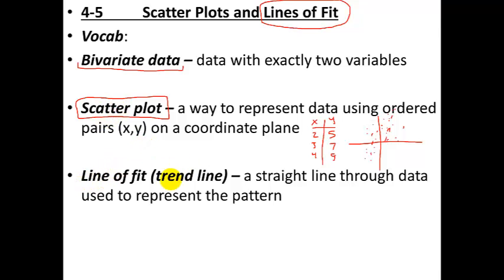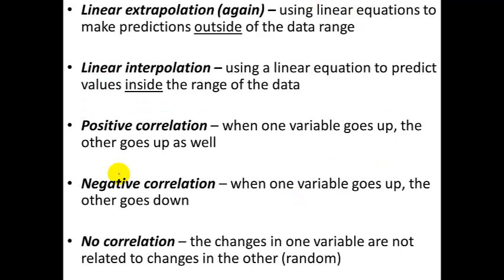So a line of fit, also called a trend line, is the actual line that you draw through these dots. Now, if you've got dots everywhere, all over the place, like this, you can't really draw a trend line that fits the data because there's no pattern. It's all just kind of random. We'll look at some other examples where the data seems to cluster around certain patterns or relationships, and in those cases you can draw the line of fit. So this is a straight line, mind you, through your data to represent the pattern.